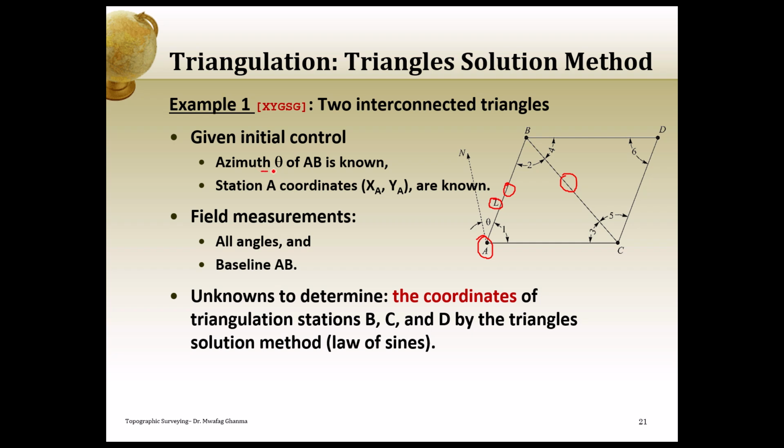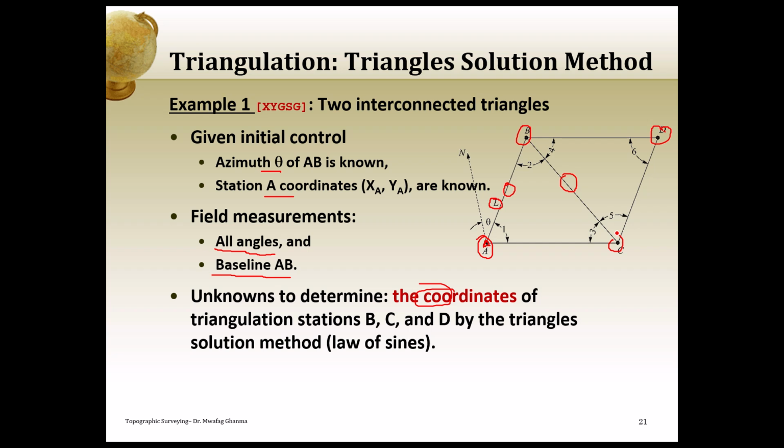So we have the azimuth, and we have the stations, and we also measure the baseline. We do one single distance measurement. But in addition to that, for the field measurements, we have all the angles. Now, what are the unknowns? They are, as usual, the coordinates of all the unknown stations. This one is a control station, while the others are stations whose coordinates we need to find.